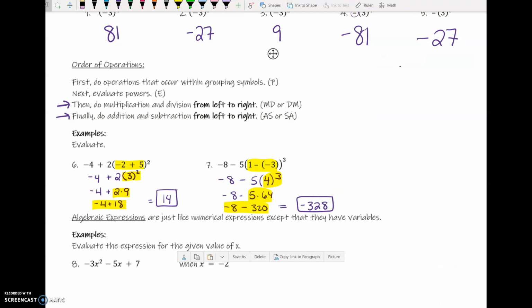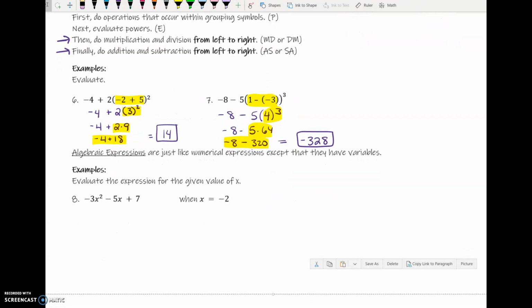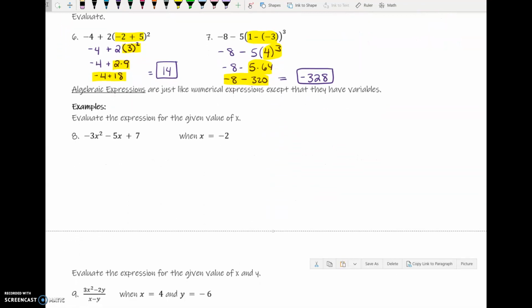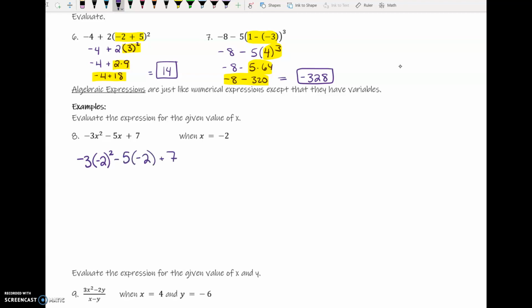Algebraic expressions are just like numerical expressions, except that they have variables. Evaluate the expression for the given value of x. This is substituting, plugging in. So we have -3, and it may be helpful to use parentheses for some of this. So -3, anywhere that you see an x, I want you to put that inside parentheses. The -2 inside parentheses in place of the x, -5 times -2 plus 7.